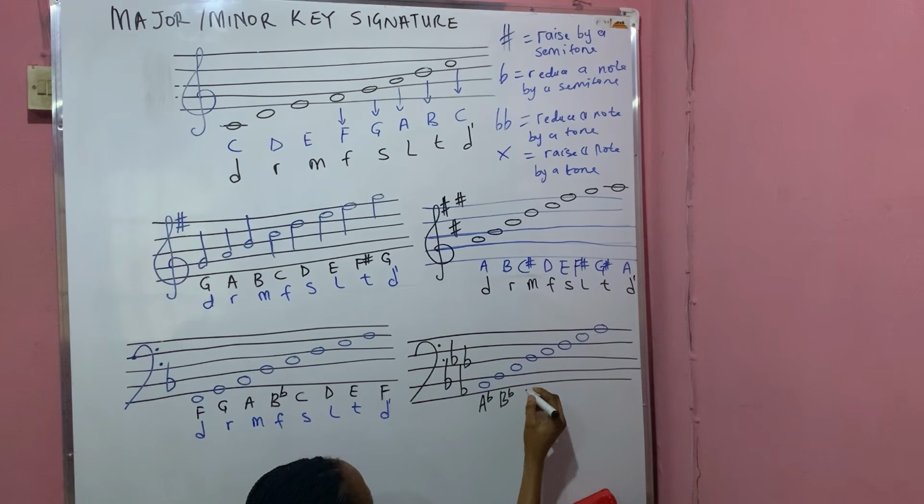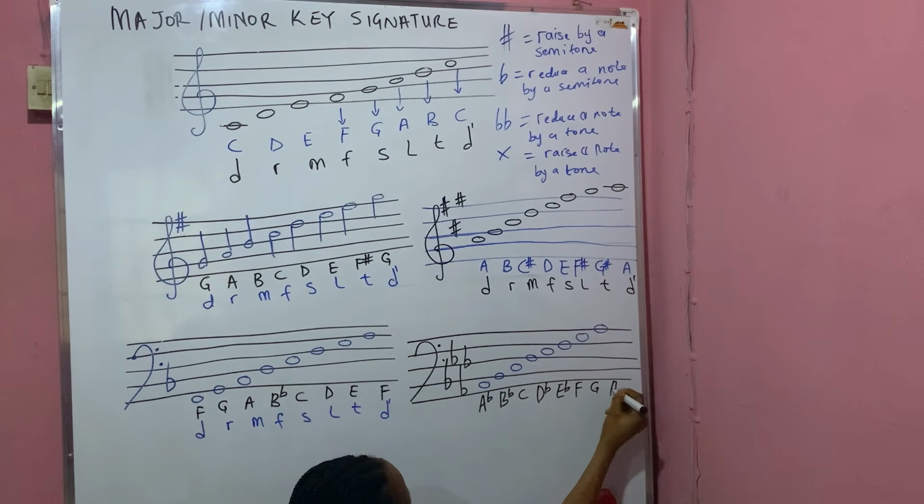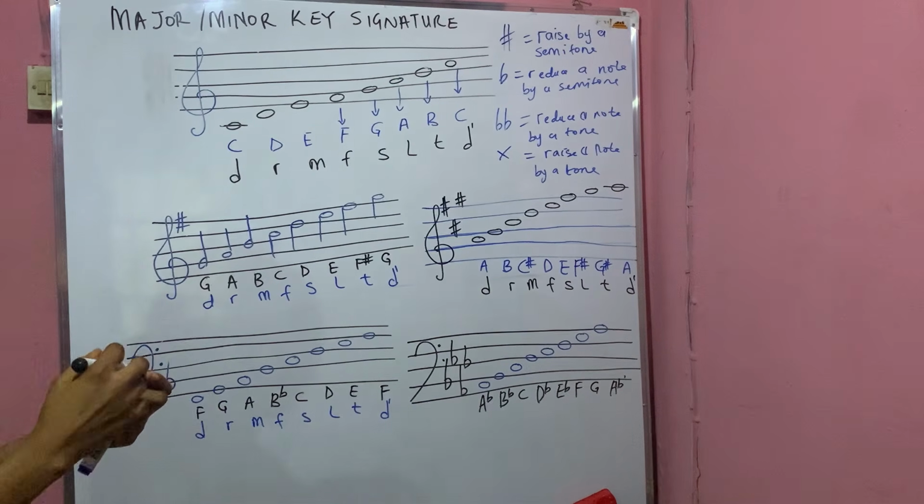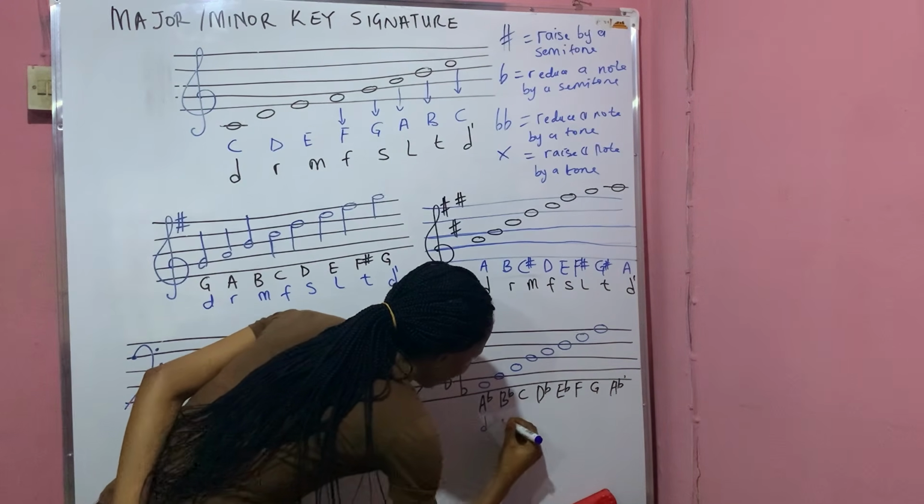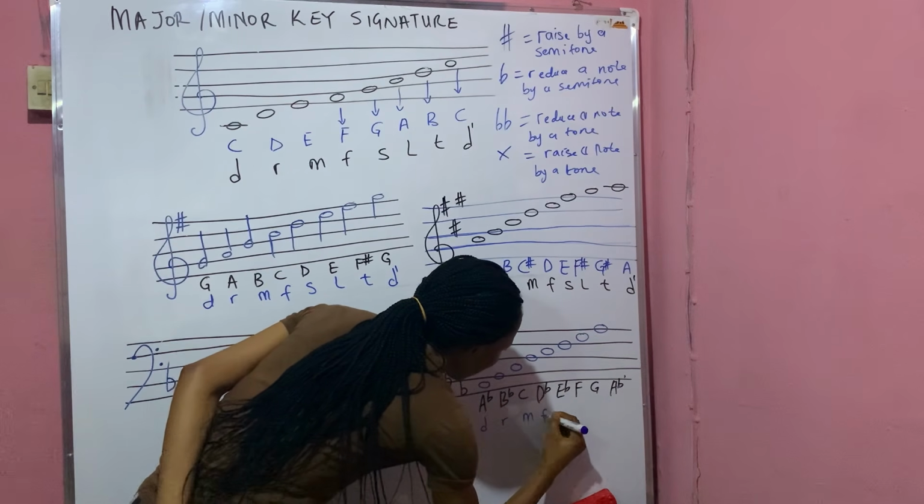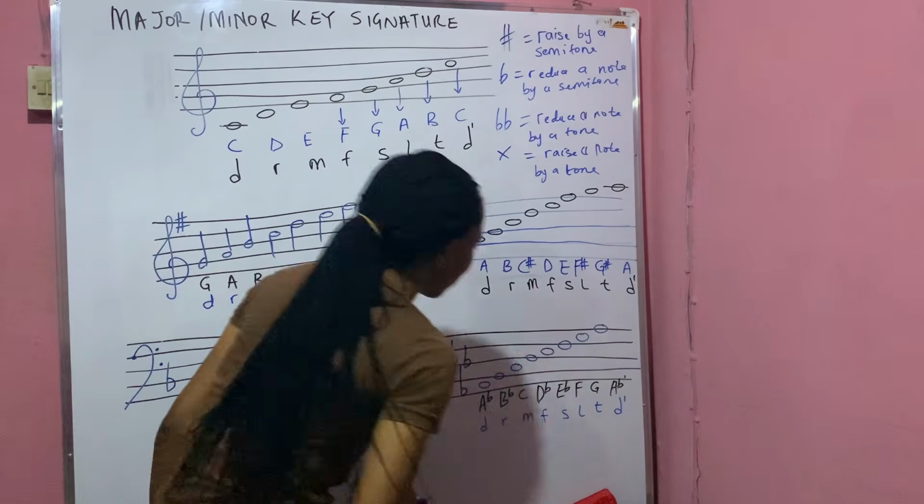B flat, this is C, D flat, E flat, F, G, and A flat again. This is the key of A flat, which is Do, Re, Mi, Fa, Sol, La, Ti, Do.